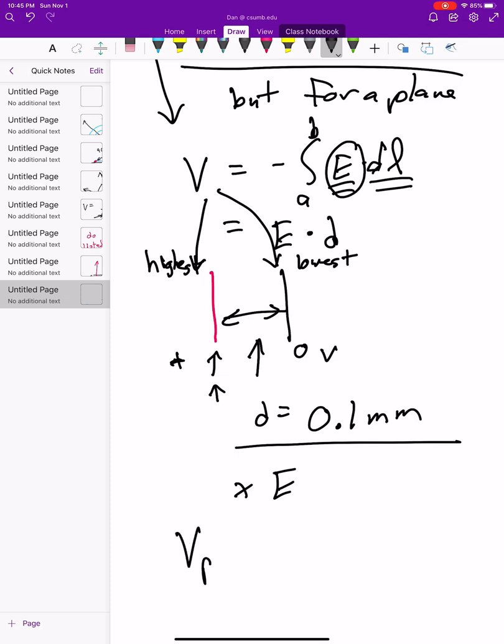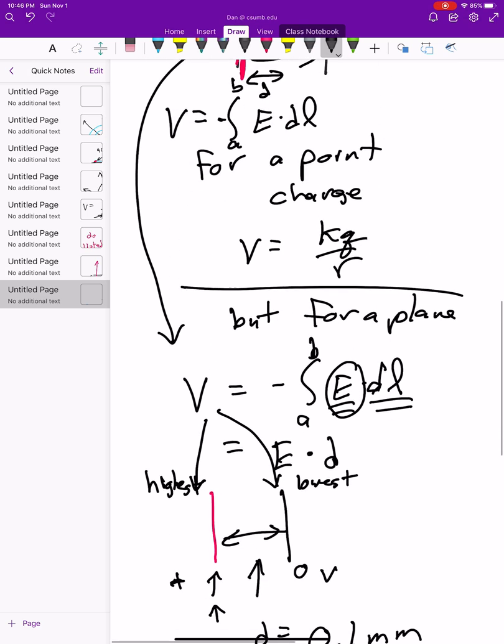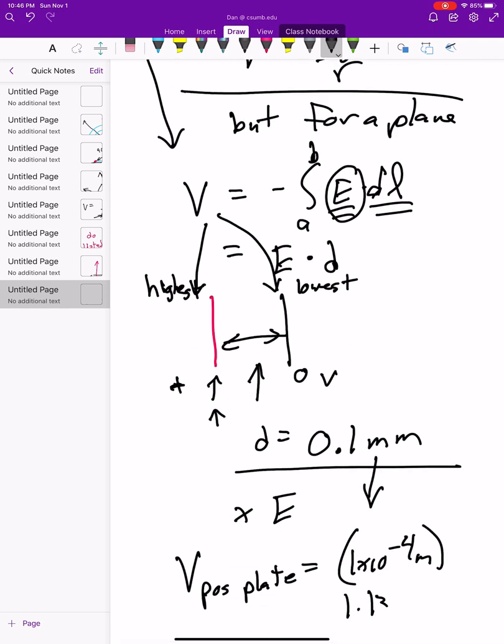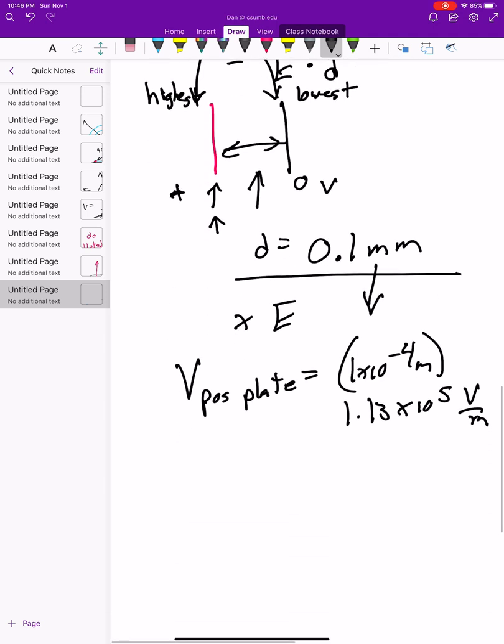So the potential for the positive plate is going to be equal to 0.1 millimeters, which is 1 times 10 to the minus 4th meters. And I'm going to multiply that by the electric field that I calculated up here, 1.13 times 10 to the 5th volts per meter, or newtons per coulomb. And if I multiply those two, I get 1.13 times 10 to the 1st volts, or about 11.3 volts.